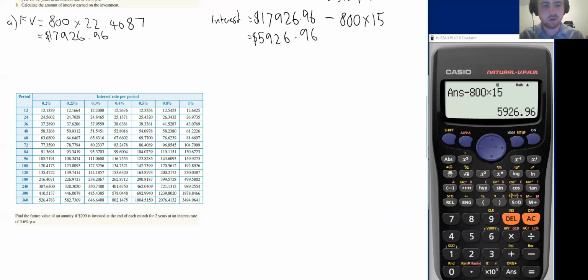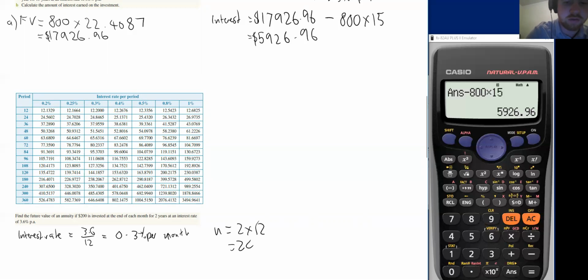So we first have to make sure we convert it from per annum, per year, into per month. So interest, before we do anything, interest rate, okay, is going to be 3.6 divided by 12, which equals 0.3 percent per month. Okay, and the number of months is going to be 2 times 12, which is 24. So it's 0.3% per month. And we've got 24 months, and our value of A is 200.